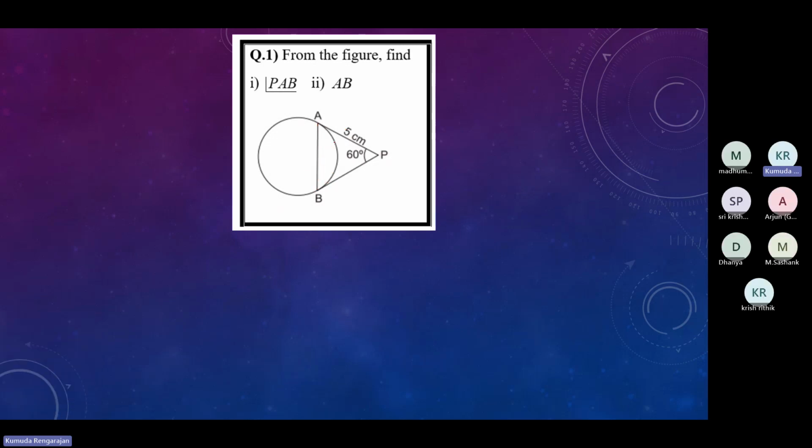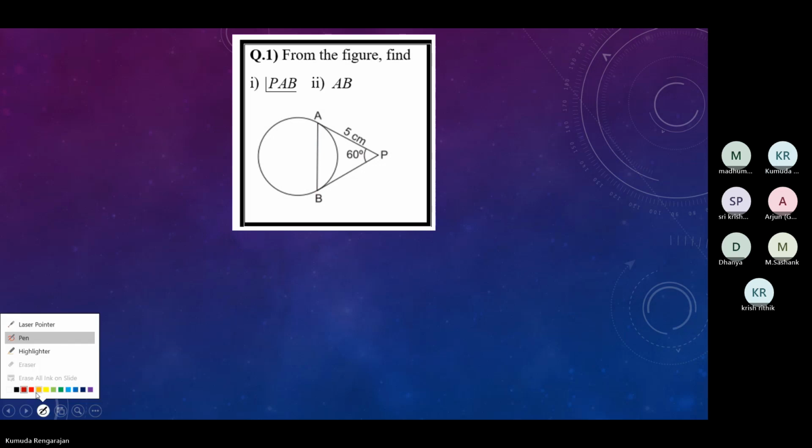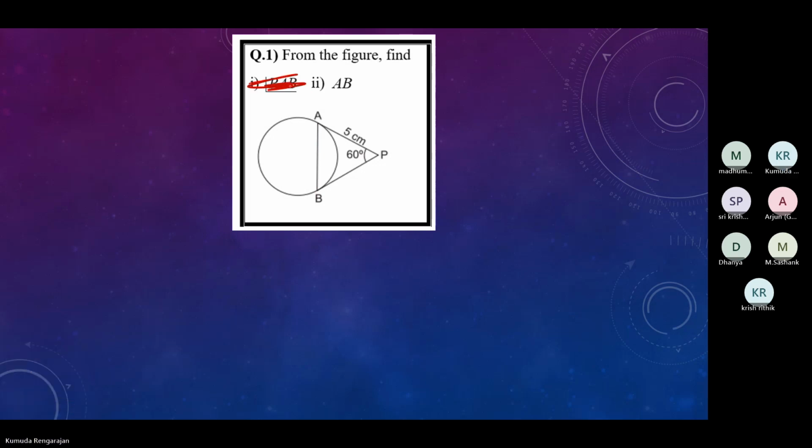We'll have to find the length of the chord AB. So AB is equal to 5 centimeters because the triangle is equilateral. Sometimes you may not be asked to find this angle, but to straight away find AB. Given this figure, find AB.